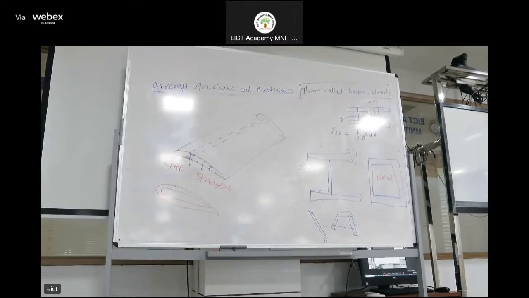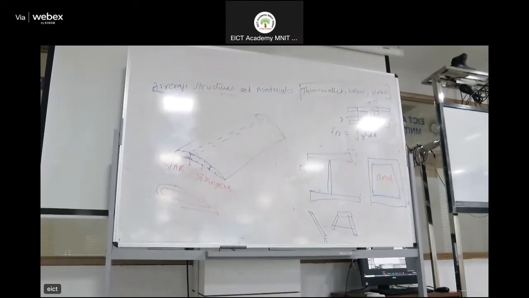If it's composite also, even if it's aluminum, you are not going to sit and chemically mill this sheet and make it really, really small. You are going to buy the sheet, whatever you have: 0.5 thick aluminum sheet. So that's the other thing I should have asked you earlier, sir: how thin can this skin be, right?